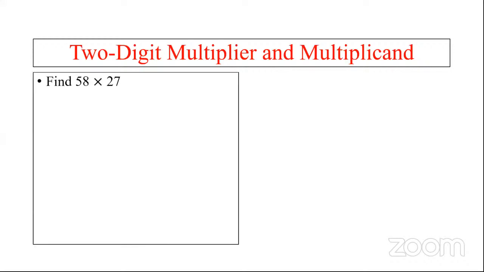Let us revise what we did yesterday. 58 into 27. 3 parts are suggested. First part 8 into 7, 56. Second part 5 into 7 plus 2 into 8. And third part 5 into 2. Or if I want to write left to right, I can say 5 into 2 first part, 8 into 2 plus 5 into 7 middle part, and 8 into 7 right part.